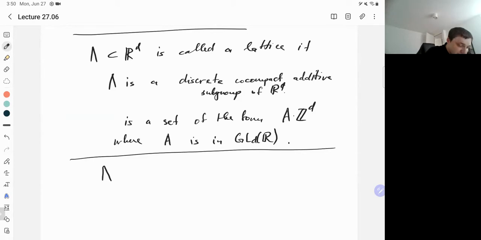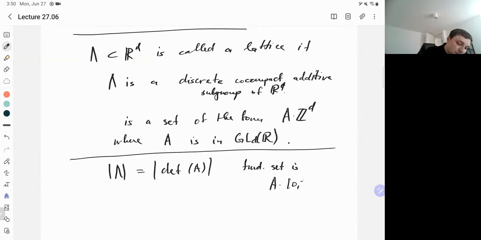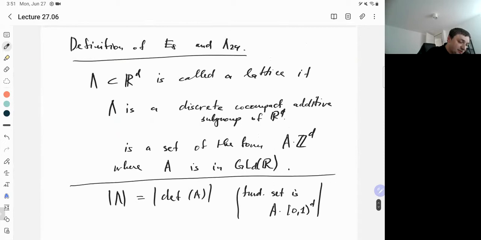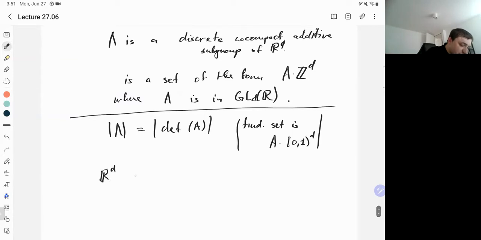Let me just say a few words. The covolume that I already used is defined as the absolute value of the determinant of A. You can also figure out from this description that the fundamental set is A times the unit cube, you can take the half-open unit cube, and its volume is, of course, the determinant of A. There are certain properties: here I said it's just a subset of R^d, but we don't consider R^d just as a vector space. R^d is equipped with the inner product.